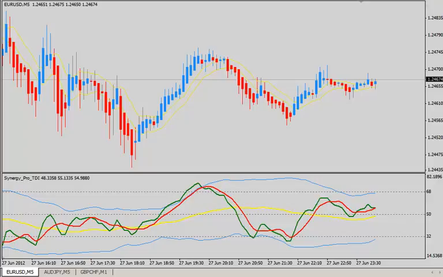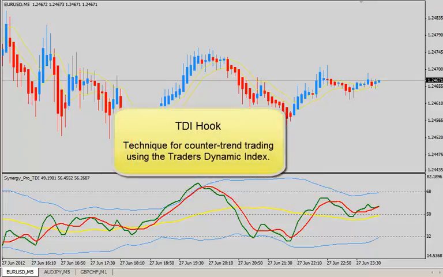The market seems to just barely be moving up and down, and by the time you find what looks to be a good trend and it starts moving in a direction that could be a nice little trend, we seem to hit an invisible ceiling or an invisible floor, and the market bounces right back. So what I want to talk about today is to look for a counter trend in the Trader's Dynamic Index. And I'm going to refer to this as the TDI hook.